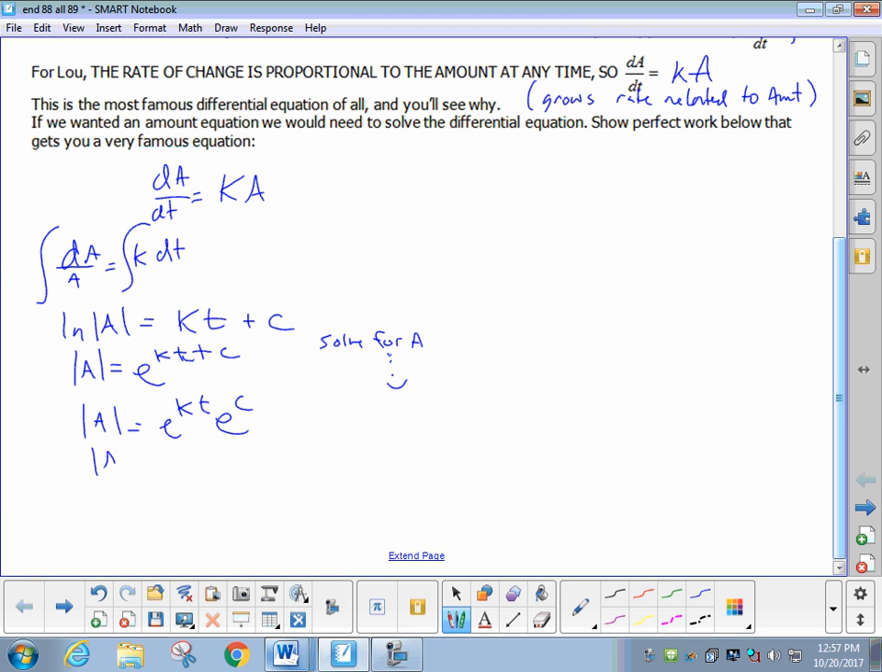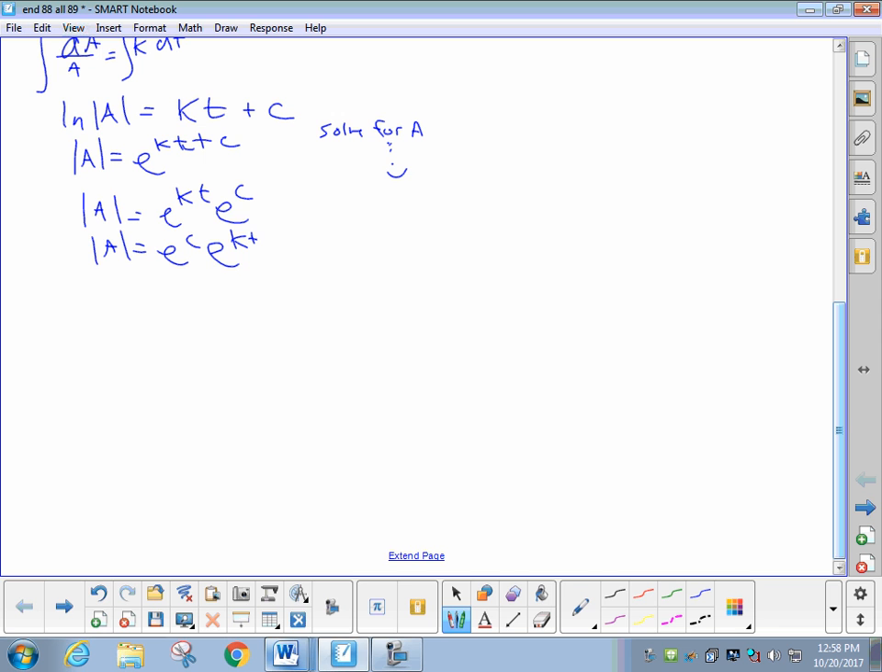I think I would prefer that e to the c be out front because it's a constant. I'll make that my coefficient, so I'm just changing the order. No big deal. Cool? All right. Absolute value. When you drop absolute value, what happens? You consider that the other thing could have been plus or minus in that. So plus or minus e to the c, e to the kt, like that.